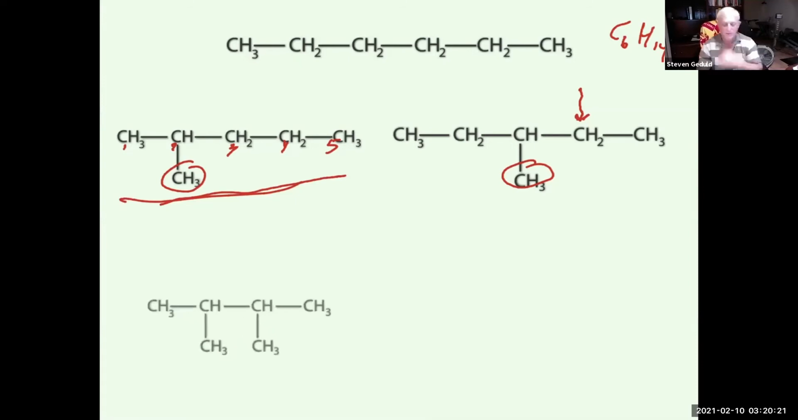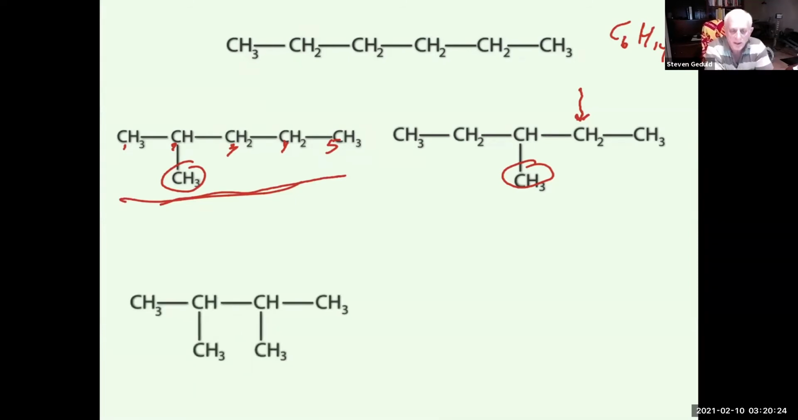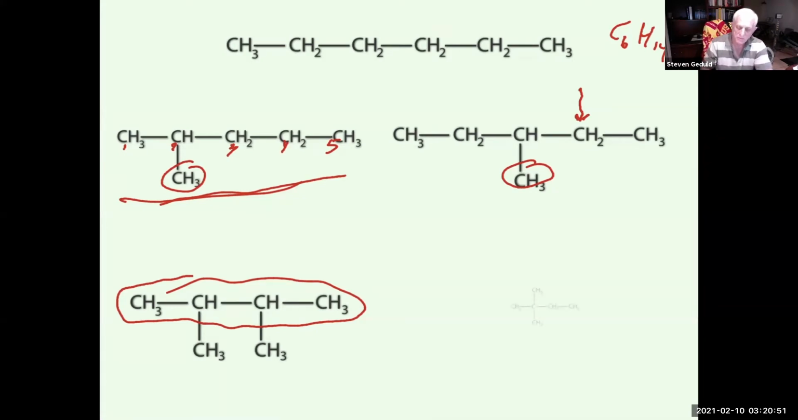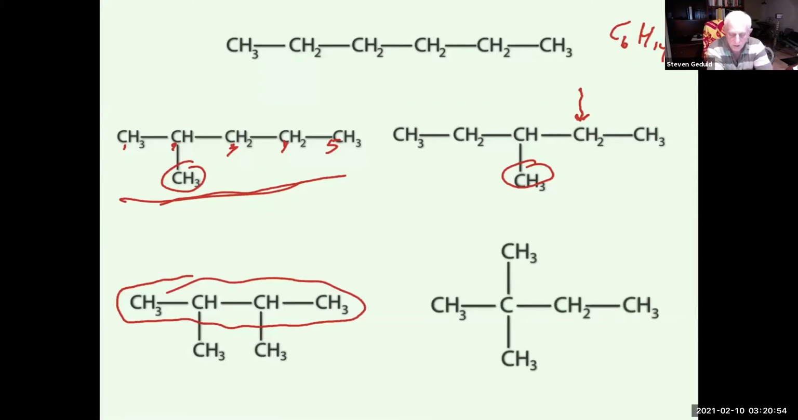We can make the chain shorter and put methyl groups at number 2 and number 3. This is butane, so this one is 2,3-dimethylbutane. The other ones had pentane as the longest carbon chain. But again, it's C6H14, a structural isomer. And we could also put two methyl groups on the number 2 carbon.